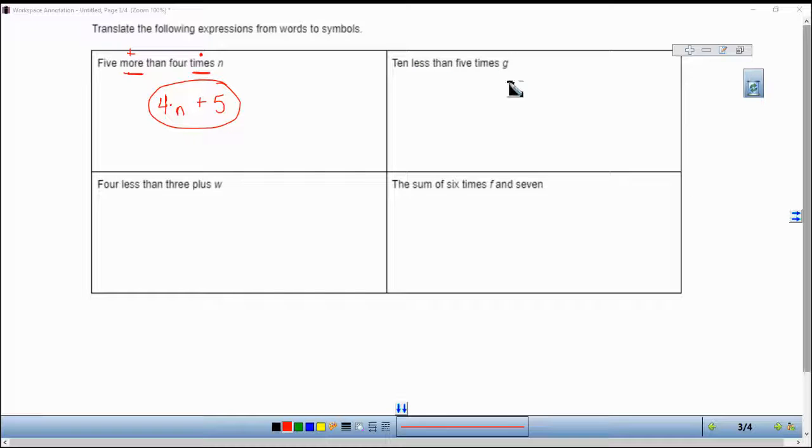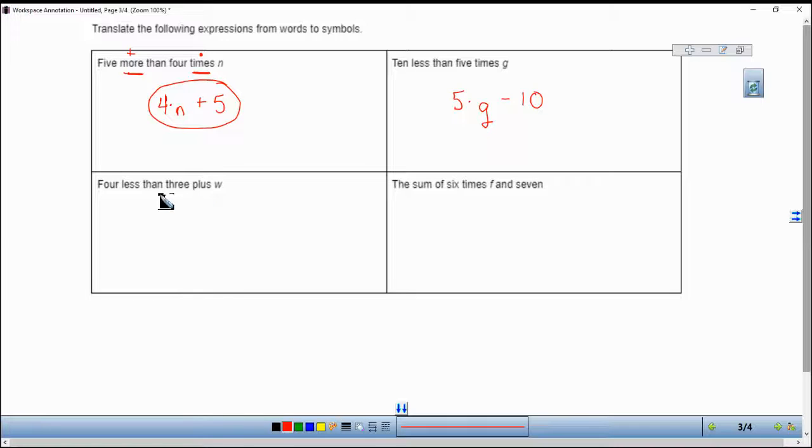10 less than 5 times g. We'll start with g. What are we doing to g? It's 5 times g. And then we want 10 less than that. So this is a tricky one because a lot of people like to put the 10 first, but we're taking 10 away from 5g. So we need to subtract 10 at the end. So even though the 10 is at the beginning, we're subtracting the 10 at the end.